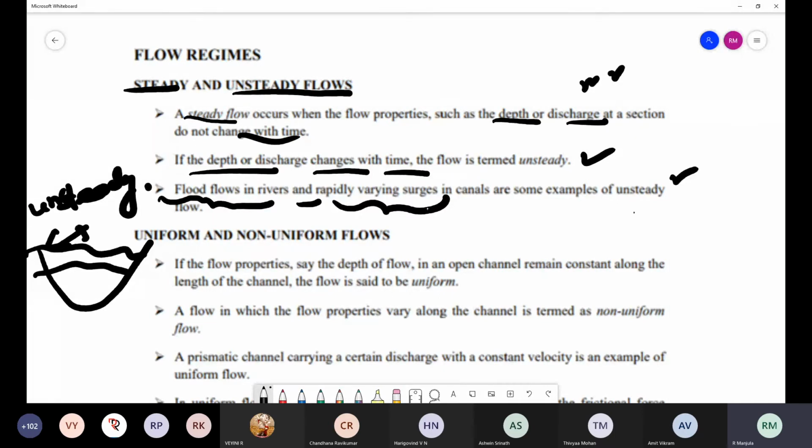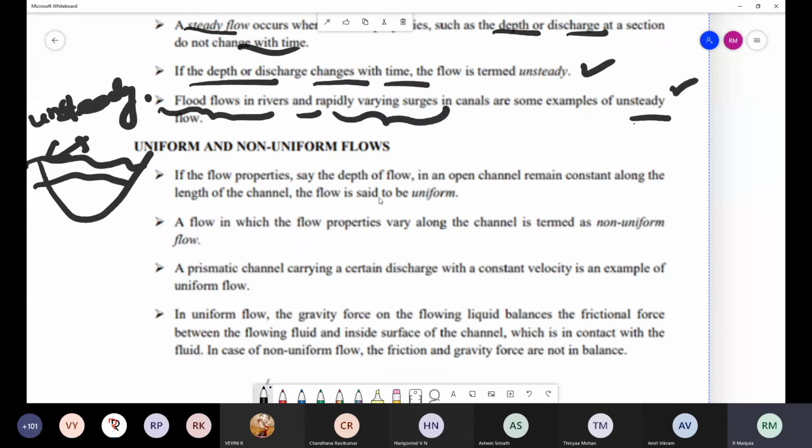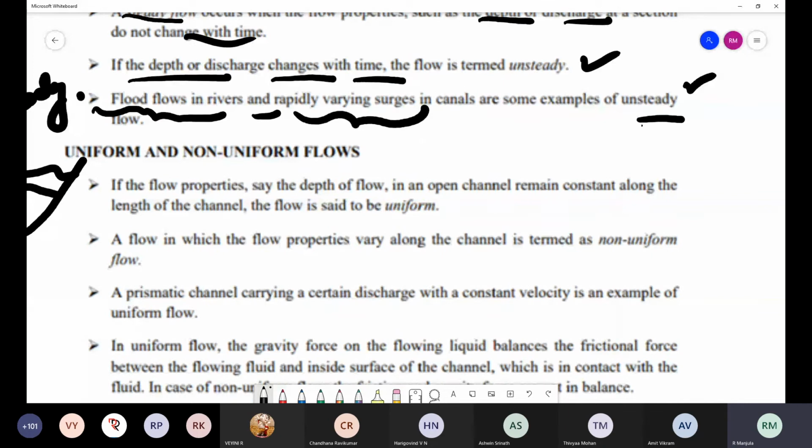And uniform and non-uniform flow. Uniform and non-uniform flow is with respect to space. Am I right? If it is with respect to time, it is steady and unsteady. If it is with respect to space, then it is uniform and non-uniform.